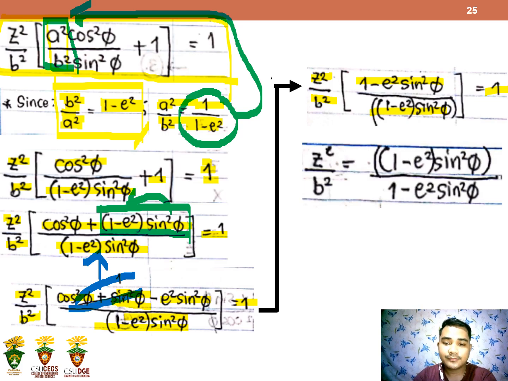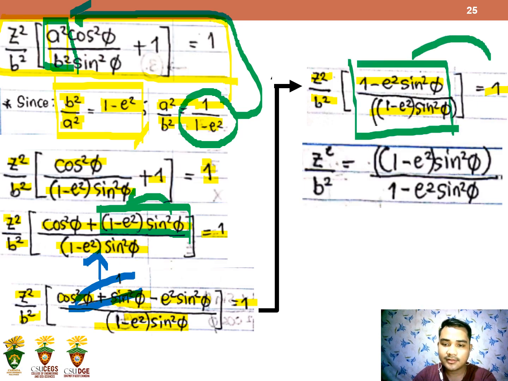Alright, now we transpose the other part of the equation to the other side, so that only z squared over b squared remains. So z squared over b squared is equal to what moves up to the numerator, therefore 1 minus e squared sine squared geodetic latitude all over 1 minus e squared sine squared geodetic latitude.